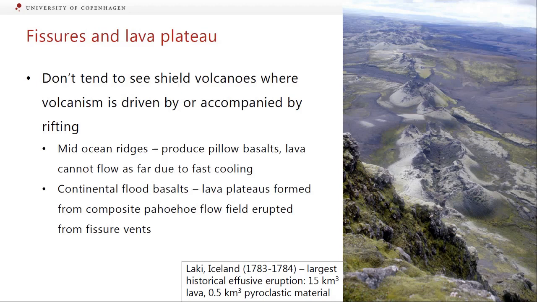The continental flood basalts, because they're usually forming in a continental rift, you get these thick lava plateaus that are formed of composite Pahoehoe flows, and they're usually coming out of fissure vents. So this picture here is the Laki fissures in Iceland, and this is the largest effusive eruption in history. It erupted 15 cubic kilometers of lava, which, just to put it in context, is pretty close to the average amount of erupted material every year globally. So it's really big. And you can see this fissure just carries on along, and all these lava flows have been sourced from these fissure vents.